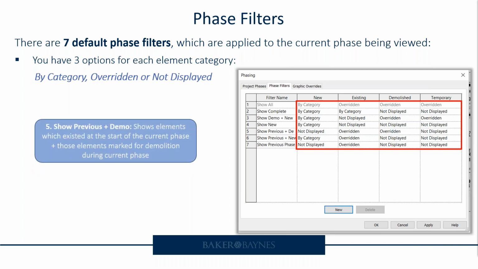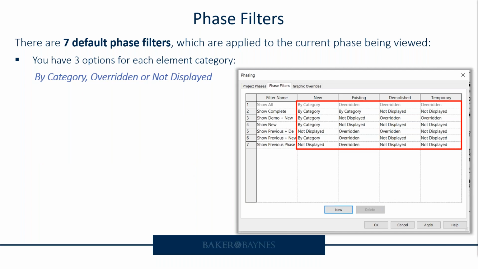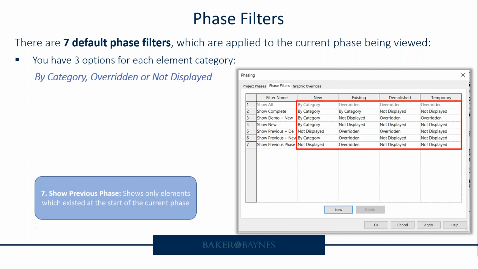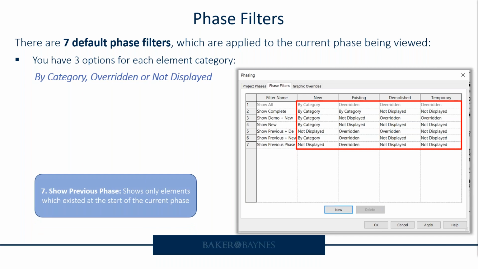Then you'll show previous and demo. It will show elements that were created in the previous phase, in other words, existing, and also elements that are set to be demolished in the current phase. Then show previous and new, same thing, but the difference is it will show existing and any new work that is to be done. And the last option is to show the previous phase, which will only display elements created during the previous phase. In other words, all existing works that are there at the start of the current phase.